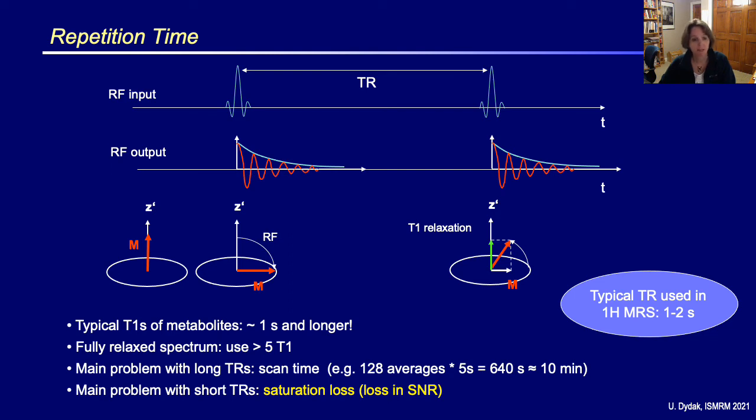So if you wanted to have a fully relaxed spectrum and you wanted to use 5 T1s in between 2 excitations, but you still need some 128 averages, that becomes very quickly a long scan. Therefore, we usually like to take a compromise, but we have to accept that we have some saturation loss or loss in SNR to that compromise. Typical TRs used in proton spectroscopy range between 1 to 2 seconds.